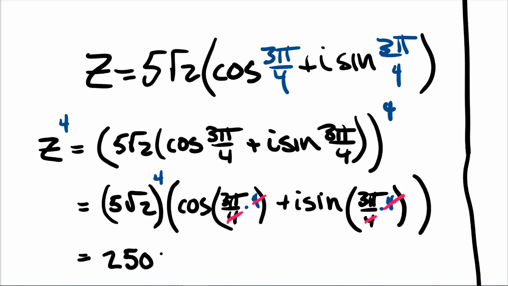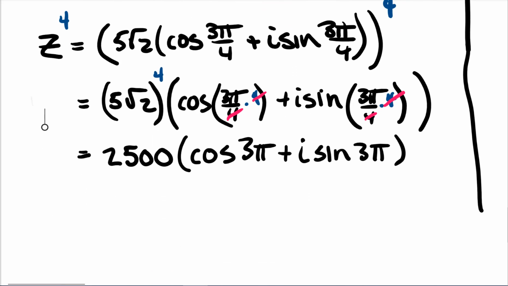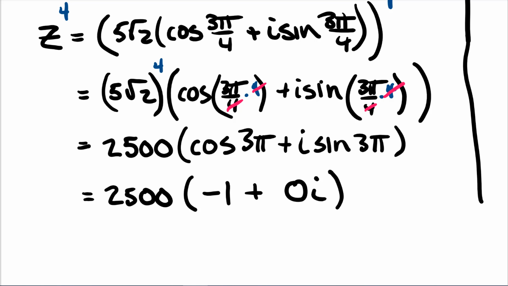So you get 2,500 times cosine of 3pi plus i sine of 3pi. Well, 3pi is the same thing as pi, right? You just take away 2pi. So when we go to evaluate this, we have 2,500 times cosine of 3pi, which is the same thing as cosine of pi, which is equal to -1. Sine of any multiple of pi is always equal to 0. So there are no i's, none of them. So once we multiply these two things together, we get -2,500. And that, my friends, is the solution.